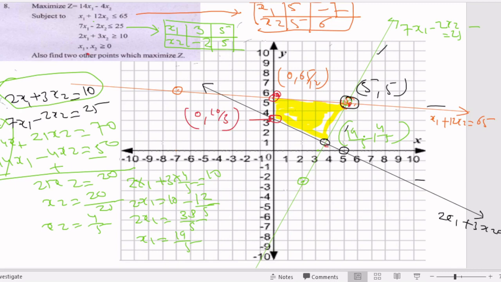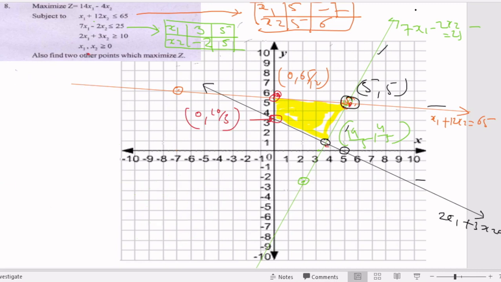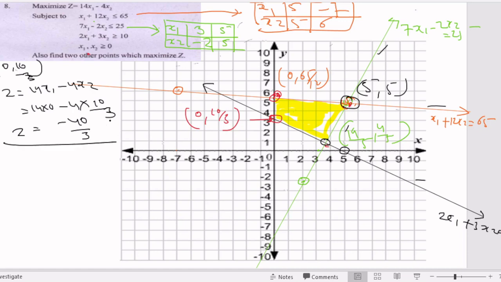Now we have to find the values of z. Put all these 4 coordinates into z to get the maximum or minimum solution. Okay, let's proceed. Let's check the solution at the first point. First point we can say (0, 10/3). Okay, so where you have to substitute in this equation, z is equal to 14x1 minus 4x2. So 14 into 0, minus 4 into 10 by 3. So it is coming out negative, which you have to reject either way, because maximum profit cannot be negative. So it says minus 40 by 3.